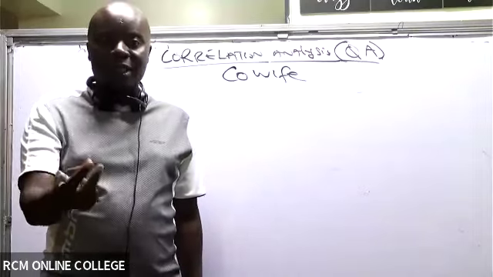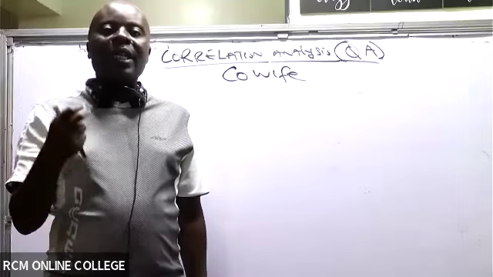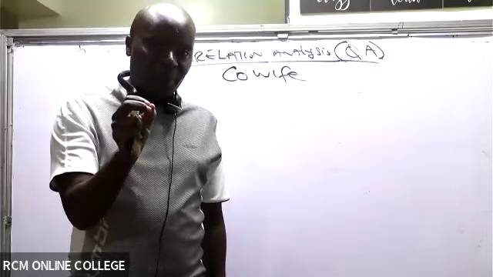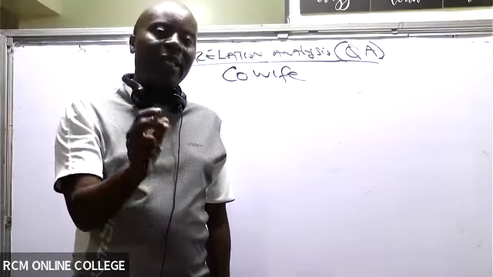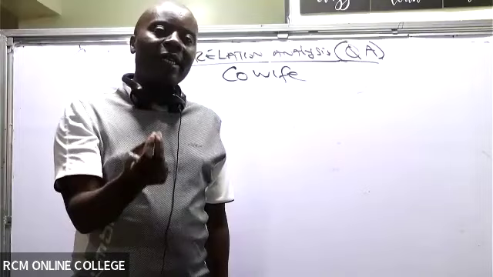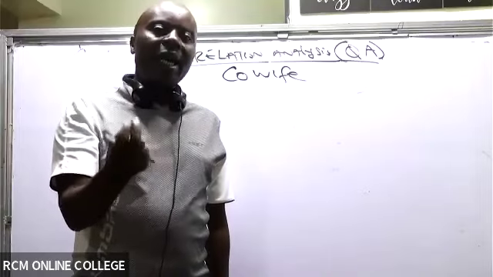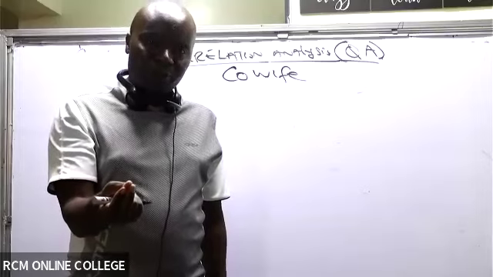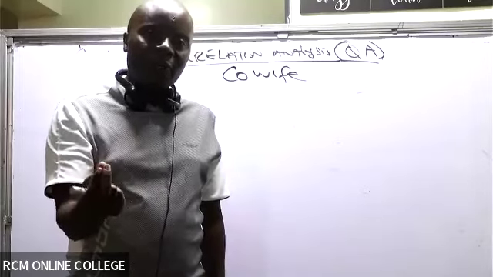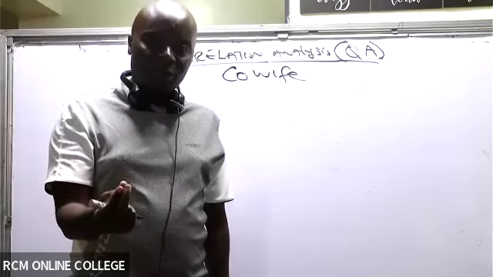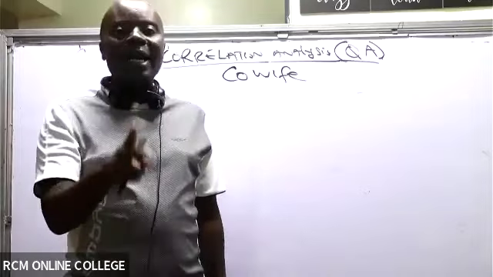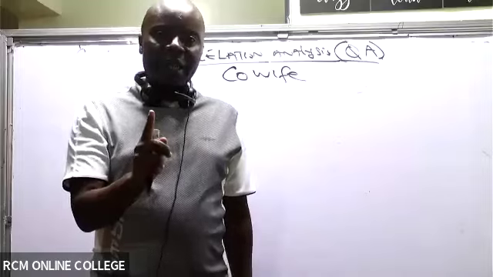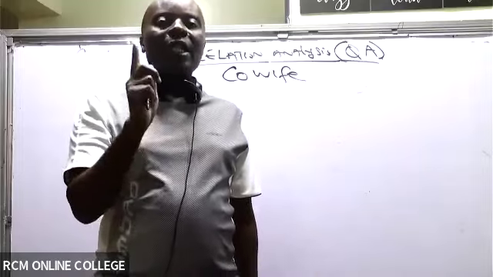How are they associating? In correlation analysis, we shall be looking at the strength of association between two variables. How strongly are two variables related? And of course, what is the direction of their relationship? Is it a positive or a negative relationship? So two things there: how strongly are two variables related, and what is the direction of the relationship?